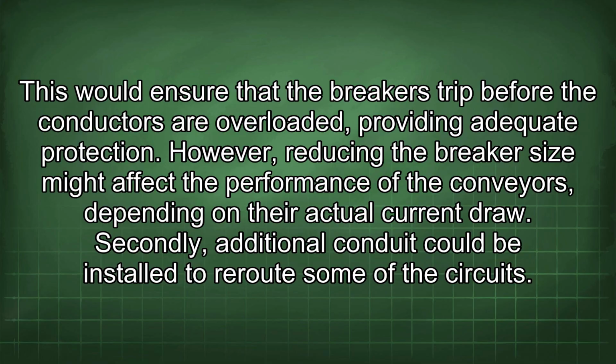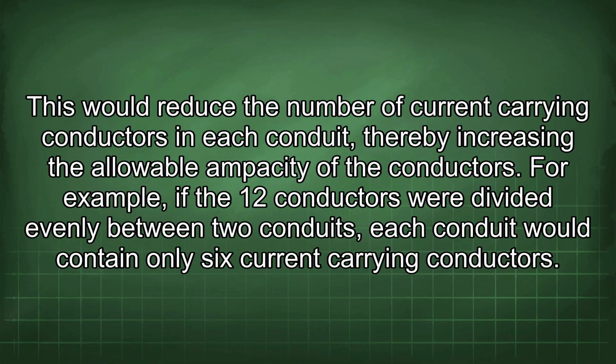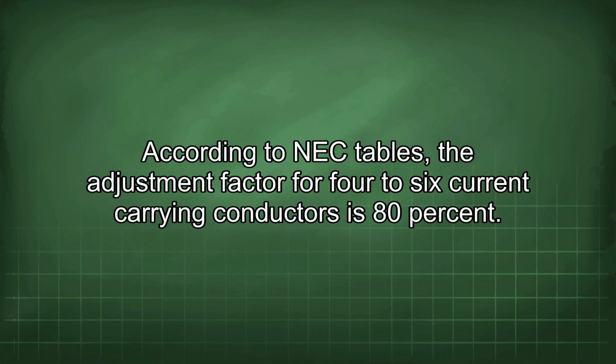Secondly, additional conduit could be installed to reroute some of the circuits. This would reduce the number of current-carrying conductors in each conduit, thereby increasing the allowable ampacity of the conductors. For example, if the 12 conductors were divided evenly between 2 conduits, each conduit would contain only 6 current-carrying conductors. According to NEC tables, the adjustment factor for 4 to 6 current-carrying conductors is 80%.